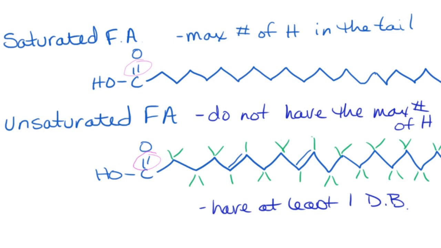So if there are no double bonds in the tail, we have the saturated ones. If there are double bonds in the tail, we have the unsaturated ones. And if you have one double bond, we can call it monounsaturated. And if we have more than that, we can call it polyunsaturated.